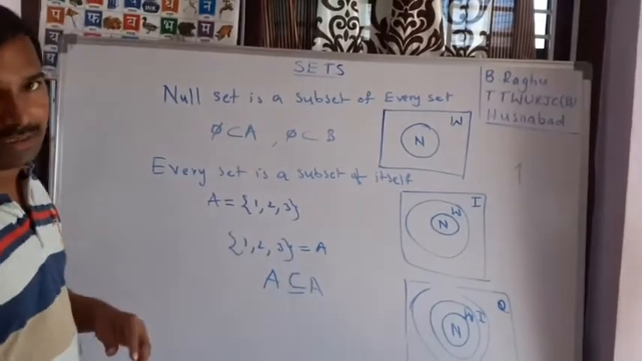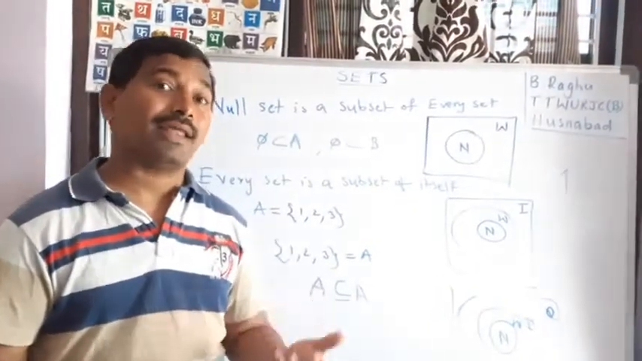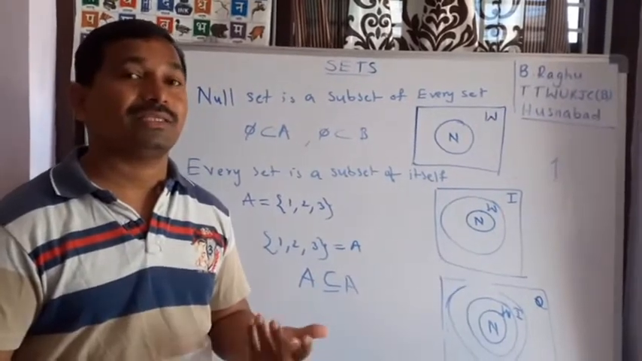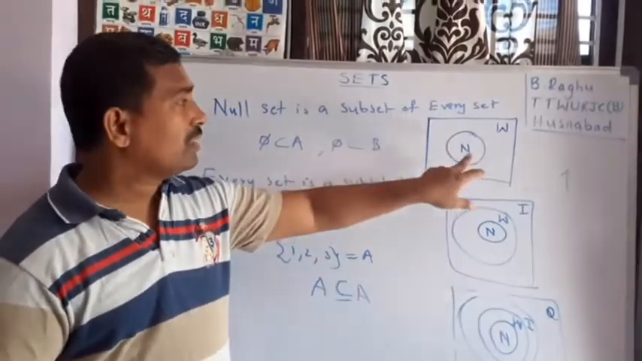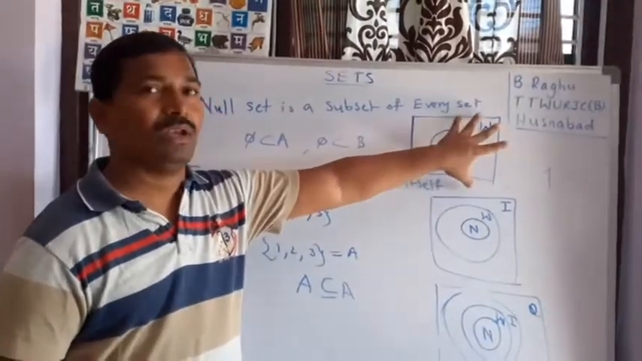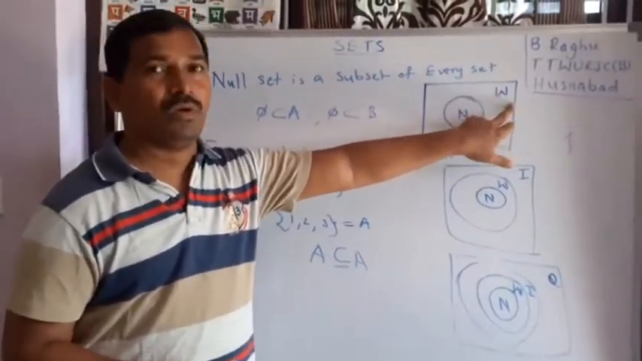Itself means that set. For example, if you take natural numbers, all natural numbers lie in the whole numbers. Every natural number is in the whole numbers. So the natural number set is a subset of the whole numbers. This rectangle is the whole numbers, this circle is the natural numbers. The natural number set is a subset of whole numbers.